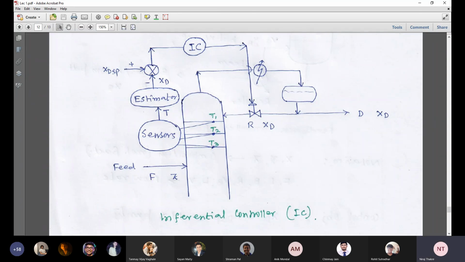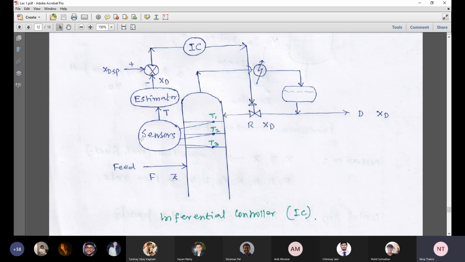I repeat, since the temperature sensor is cheaper compared to the gas chromatograph, we can measure the temperature of a couple of trays, mainly to capture the distillation top loop dynamics better.